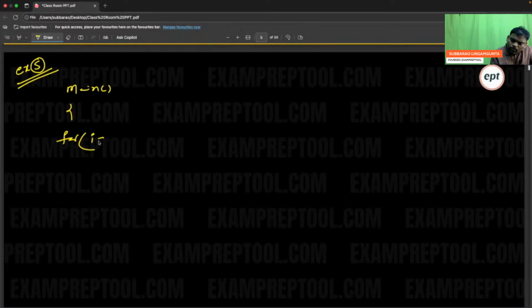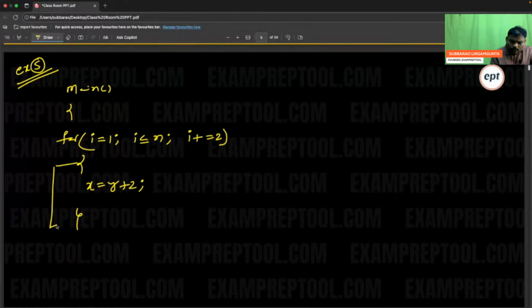For i = 1, i <= n, i += 2. That means i = i + 2. x = y + z. Be careful, everyone. What is the time complexity of this program? Slowly, I am making the problem more complex.